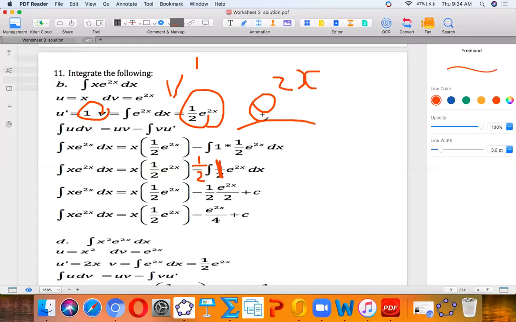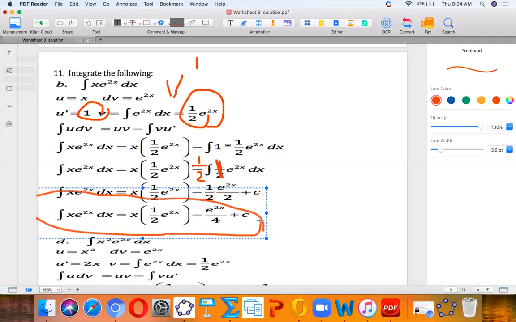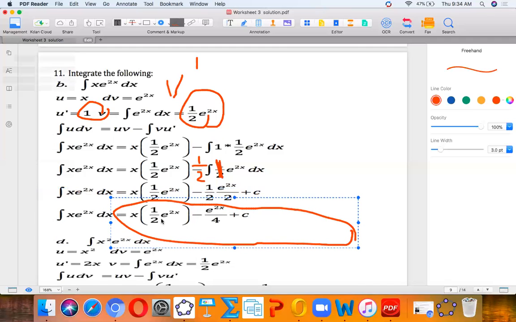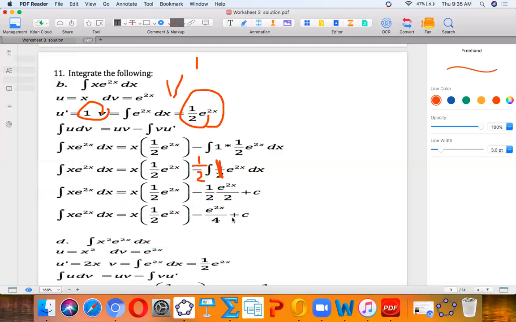Now, after going ahead and integrating to get e to the 2x over 2 plus c, we multiply 2 times 2 to give us 4, and 1 times e to the 2x to give you e to the 2x. So all of this will be our answer. X times half e to the 2x minus e to the 2x over 4 plus c.